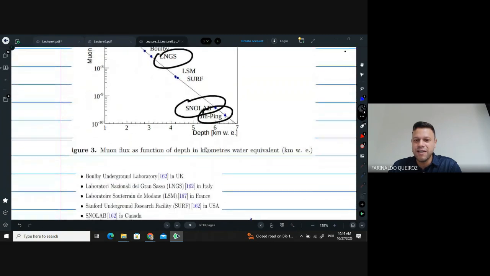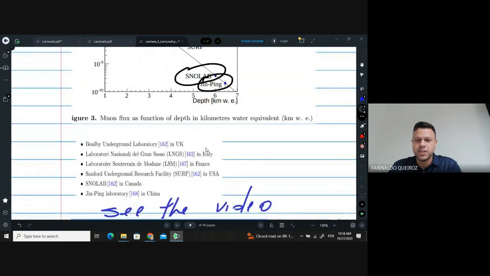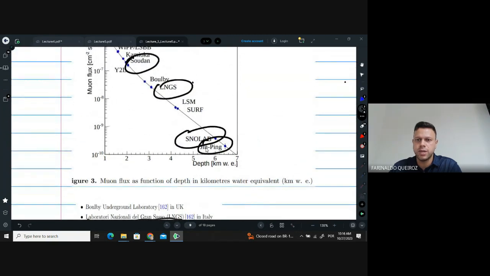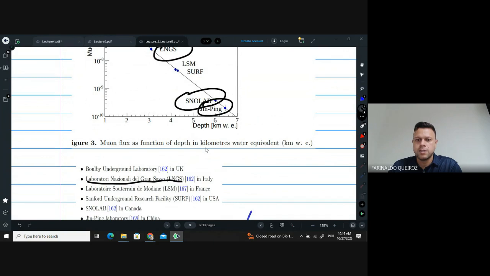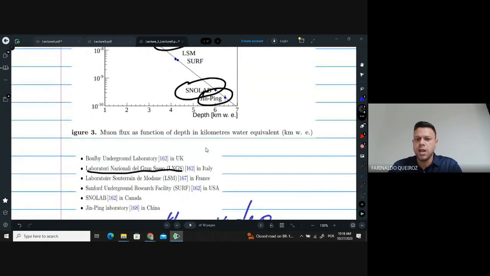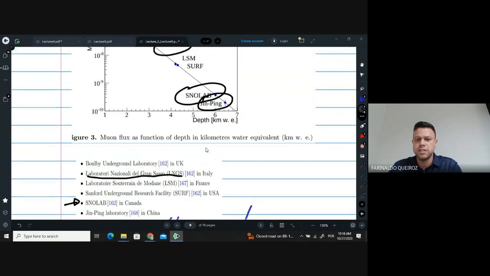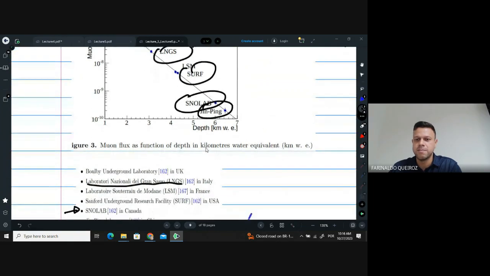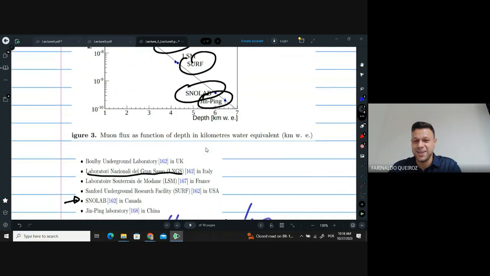And just to have an idea, these are examples of where dark matter detectors are located. So you have LNGS, the Gran Sasso Laboratory, which is the one I showed you. It's one of the most famous ones, and this one I visited. And this one is SNOLAB, which I never visited, in Canada. This one is SURF, the Sanford Underground Research Facility. I also visited. It's in South Dakota in the US. It's quite amazing.